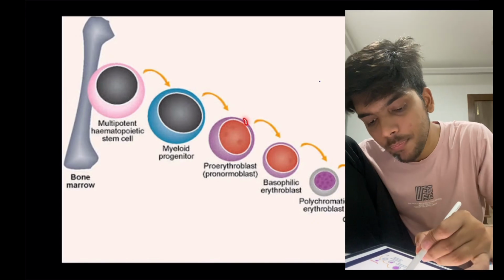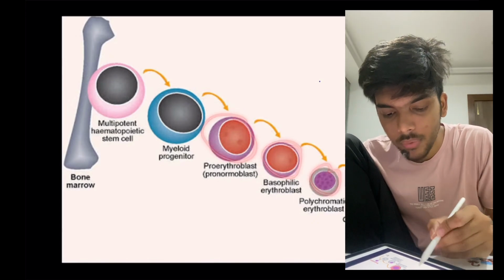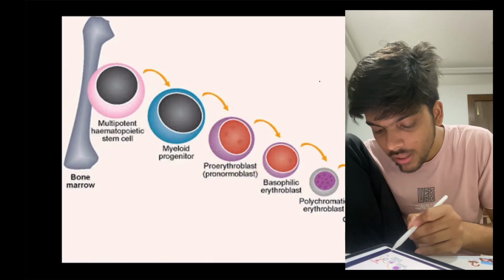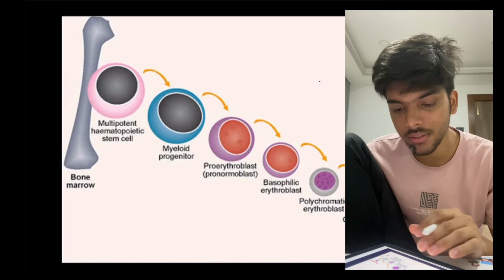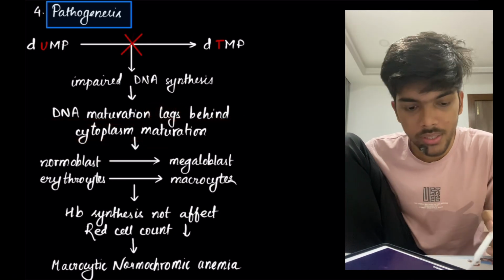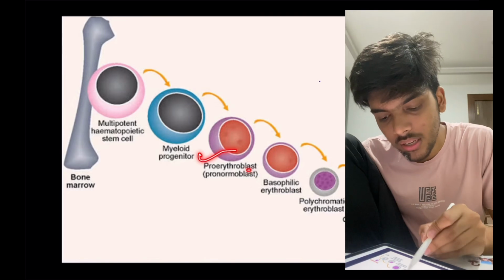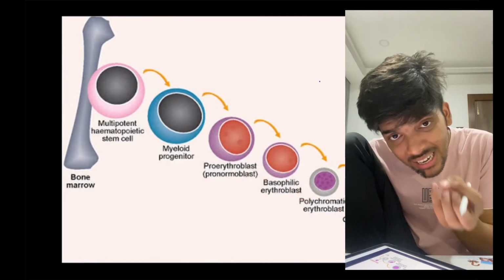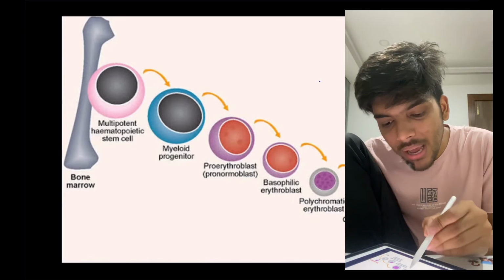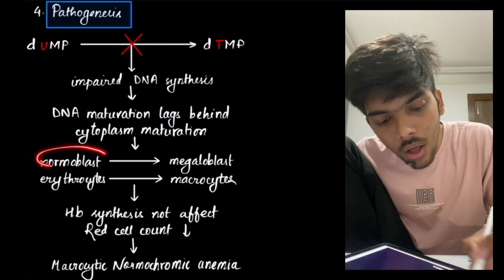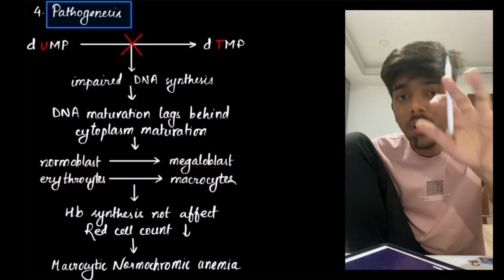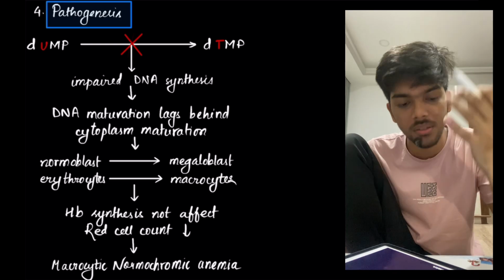As a result, these cells that are formed, called normoblasts, become larger in size. Finally, when the nucleus is ejected out, the RBC that we get is also larger in size. So what happens? DNA maturation lags behind cytoplasm maturation. These precursor cells, your normoblasts, are larger in size than usual due to a greater amount of cytoplasm and due to lag in maturation of the nucleus. As a result, normoblasts are no longer normoblasts, they are megaloblasts, large. Erythrocytes are no longer erythrocytes, they are macrocytes, they are large.